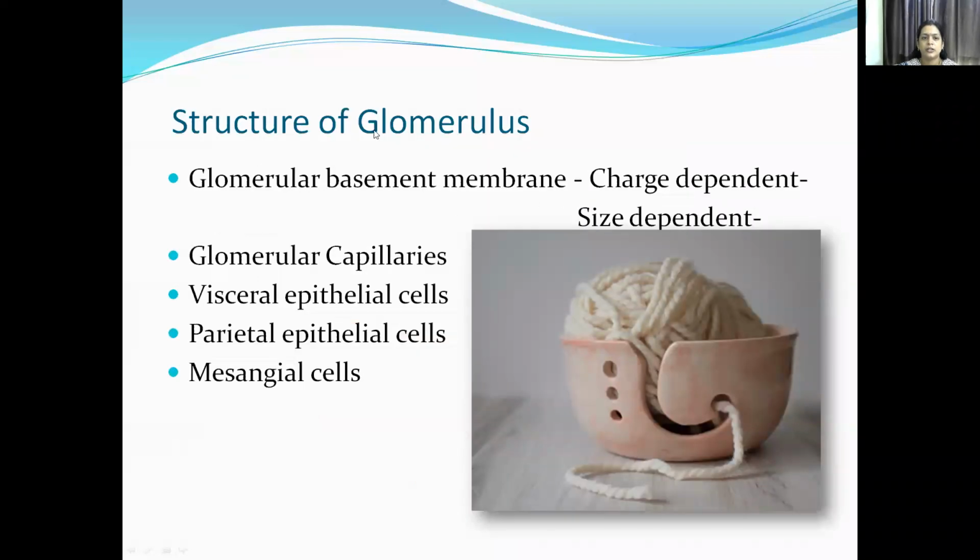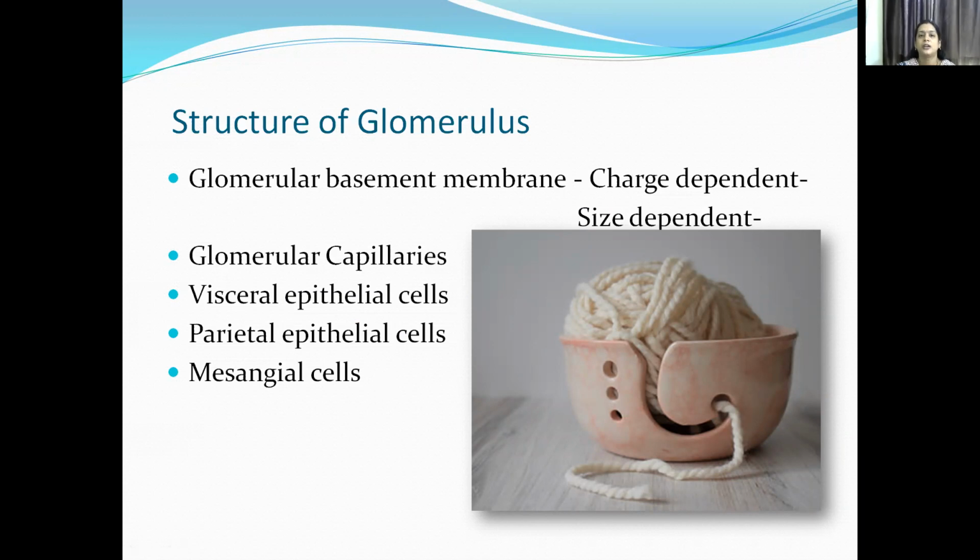Right? So the structure of the glomerulus. After knowing about the tubules in brief, we are now going to know about the structure of the glomerulus. The glomerulus has the glomerular basement membrane, the glomerular capillaries, visceral epithelial cells, parietal epithelial cells, and mesangial cells. We're talking about all these things.